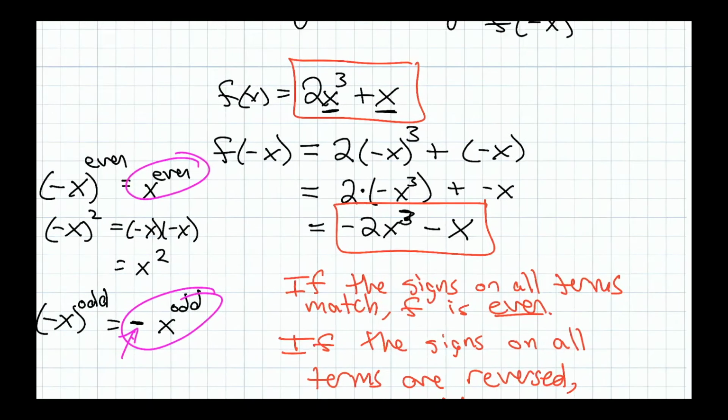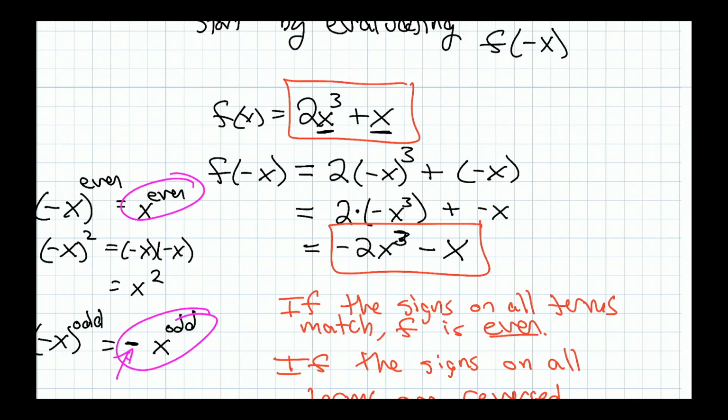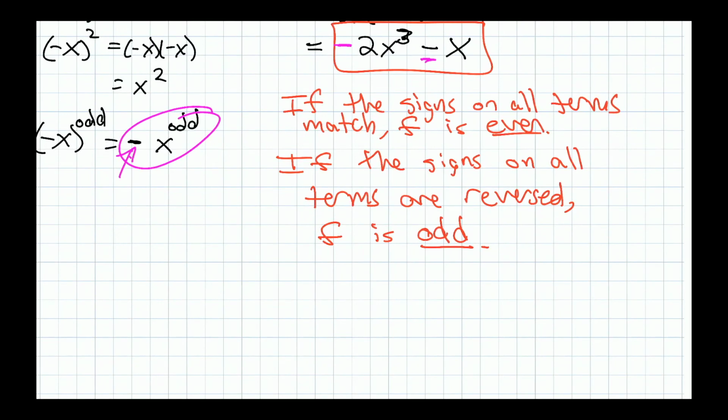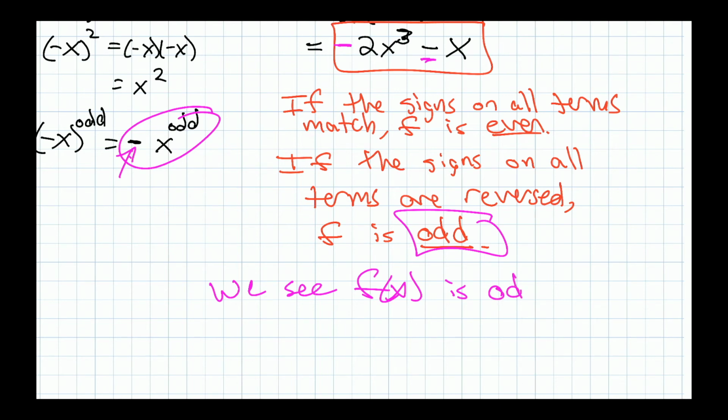Okay? So when you compare these, you're just going to say, are they all the same or are they all different? And so look here. Out front, there's no sign, so it's a plus, even though we didn't write it, and a minus. So they're backwards. And this one's a plus, and this one's a minus. So it's backwards. So both of the signs are reversed. If they're all reversed, which they are, then your function is odd. So we see f of x is odd.